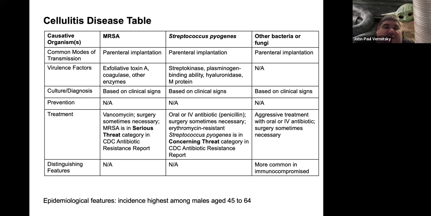Now, what can cause cellulitis? MRSA, a staph strain, Staph aureus, and then also Strep pyogenes. Okay, and you can sort of see the breakdown here.